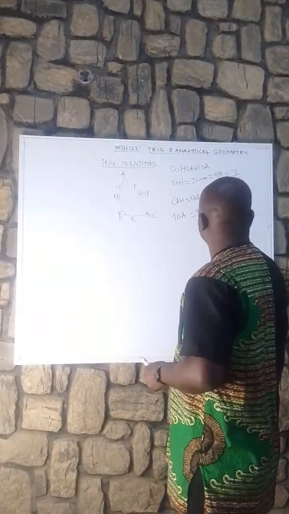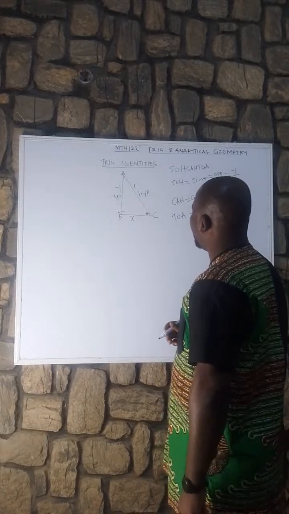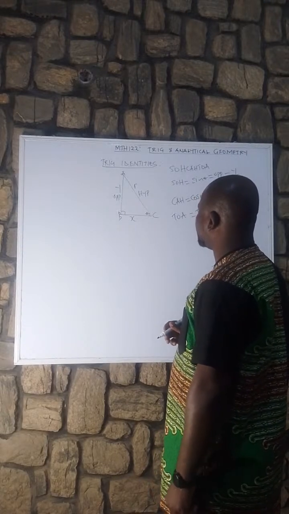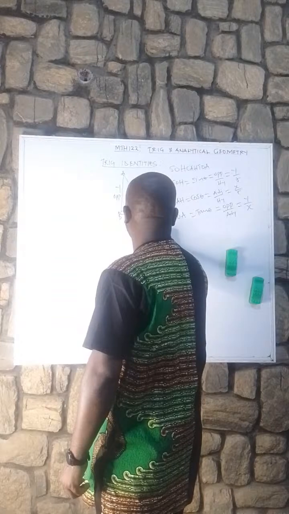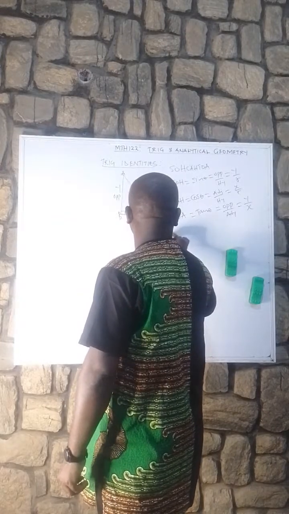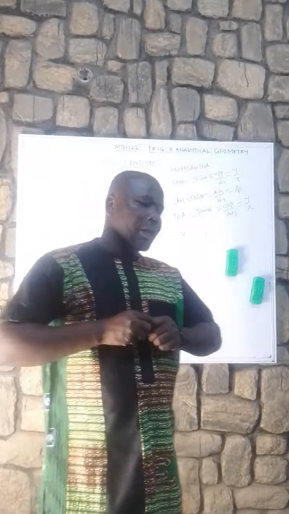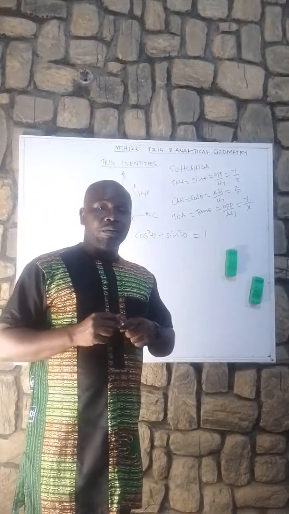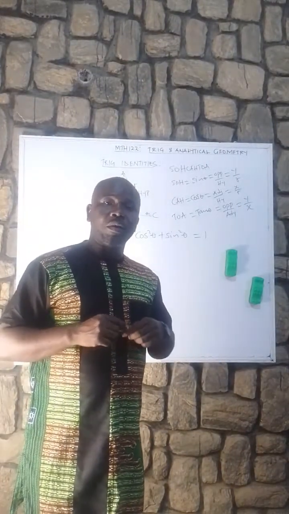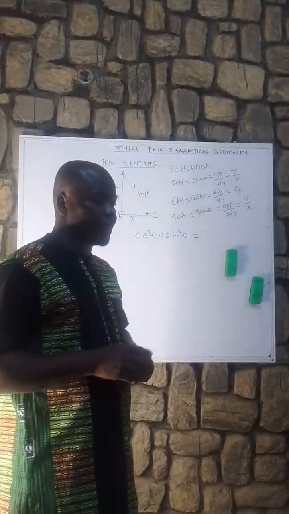So as you can see now, we are able to prove how we got cos square theta plus sine square theta equals 1, and the other identities. Is that clear? But tonight, we want to look at another example. We look at one or two examples, then we move to special angles. Is that clear?